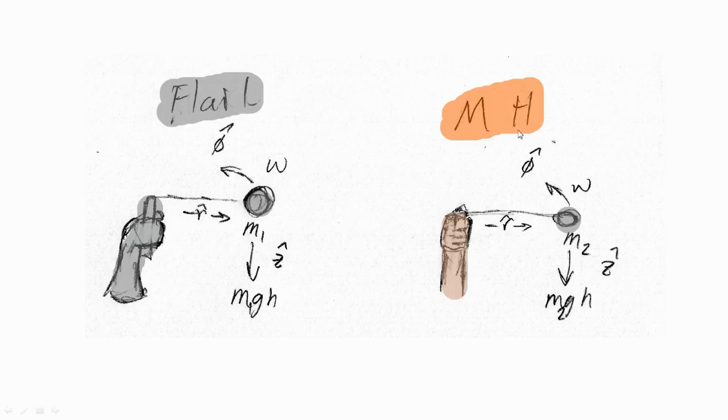And for the meteor hammer, it does not have a fixed radius. Its radius is constantly changing, constantly increasing, and its angular velocity is omega, some other omega. It also has a mass m2 attached to the end of the chain.